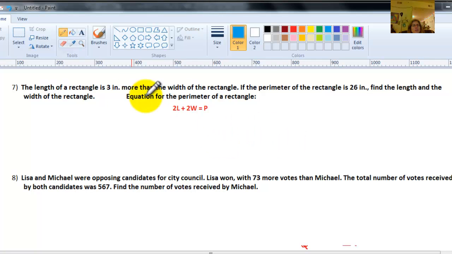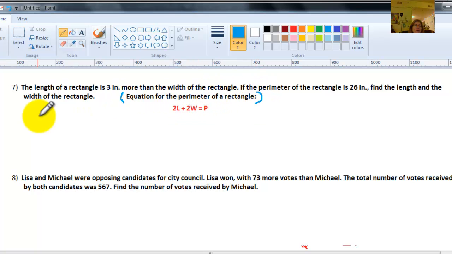Alright, these are the answers to questions 7 and 8 from the week 11 handout. It's asking: the length of a rectangle is 3 inches more than the width of the rectangle. If the perimeter of the rectangle is 26 inches, find the length and the width of the rectangle. And then I'm writing down the equation for the perimeter of a rectangle.